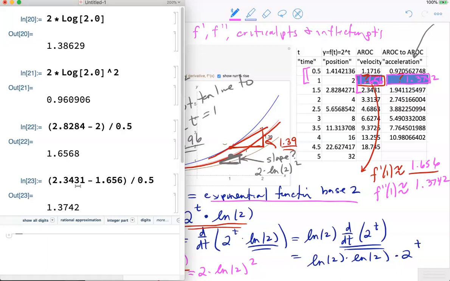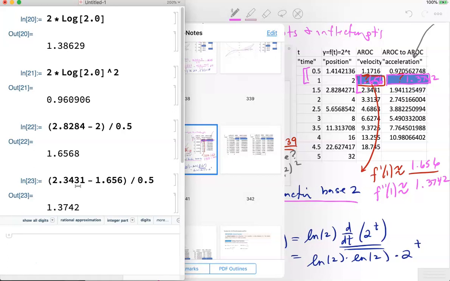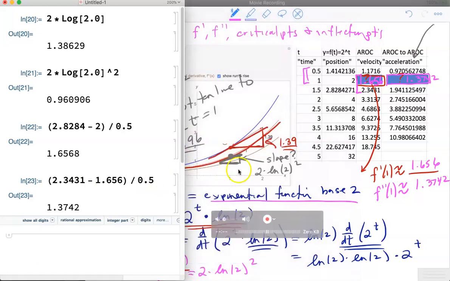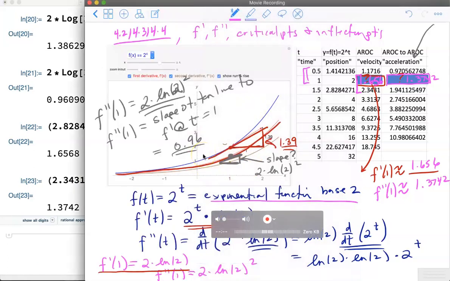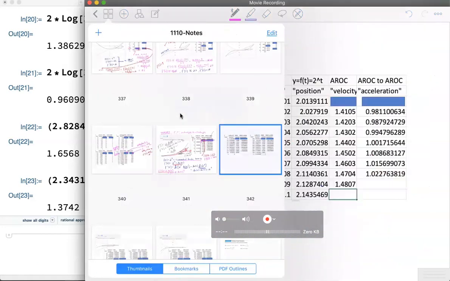Now this approximation might not be very good because we've got a time spacing of 0.5. So let's see what happens as we get better and better numbers. Keep in mind that what we're shooting for is to find that the first derivative at 1 is 1.39, and for the second derivative, I think we're supposed to get 0.96. Those are the numbers that we're hoping to see in our tables of values coming up. So let's move to the next page here.